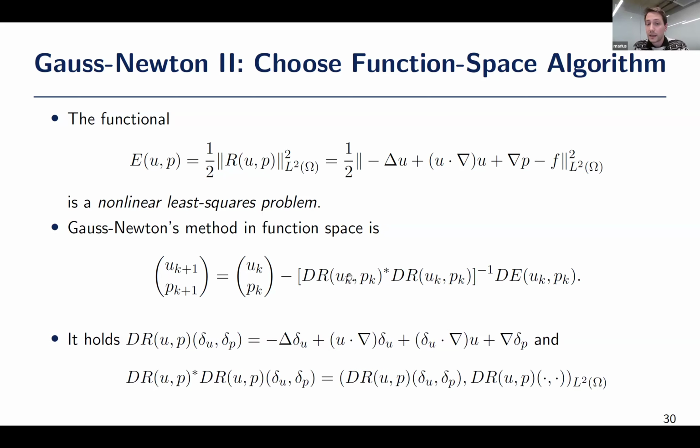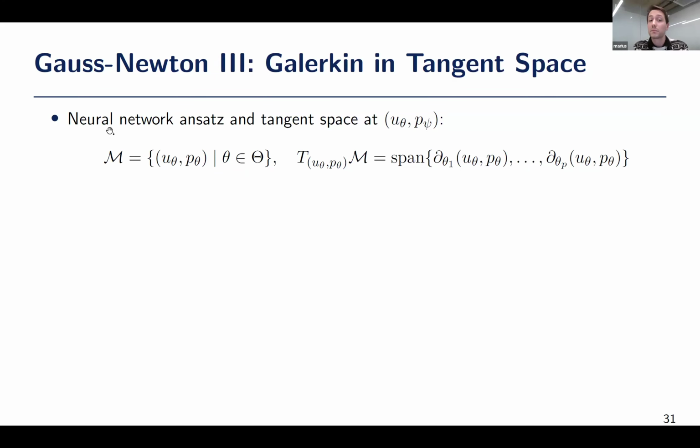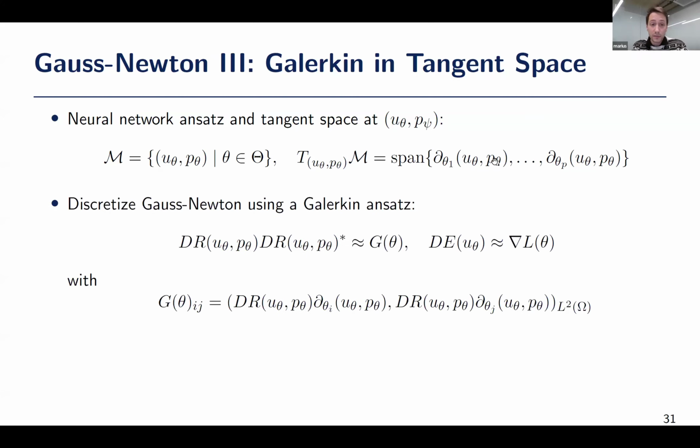And then looking at this guy here, you see that it's again a quadratic form. So you can discretize it in the same way as you did with the second derivative before. Again, we discretize U theta and P theta, both velocity and pressure, with neural networks or anything parametric. The tangent space, again, is the same, consisting of these partial derivatives. And then we discretize Gauss-Newton using a Galerkin ansatz in the tangent space. And we get back a matrix that you get by inserting these partial derivatives into this guy here.